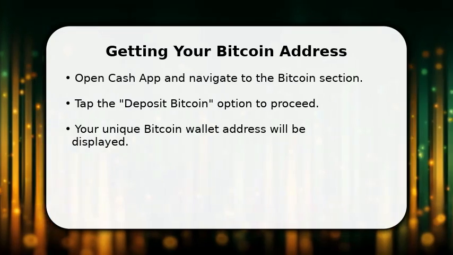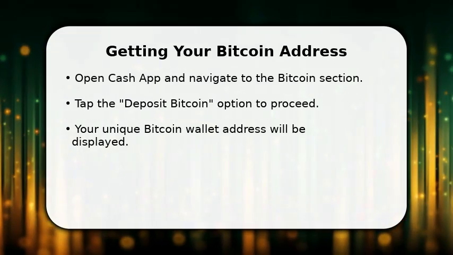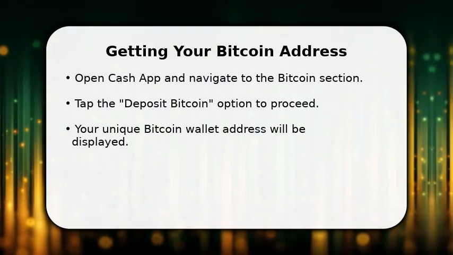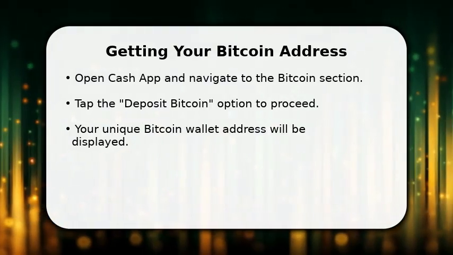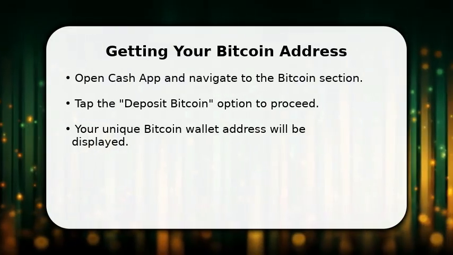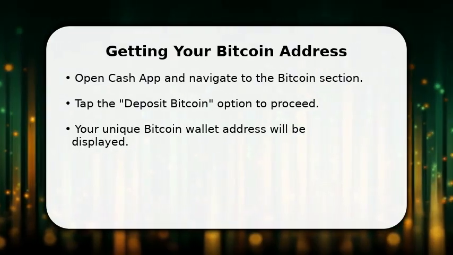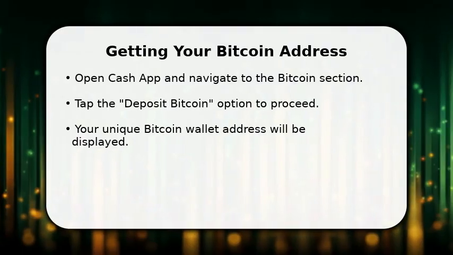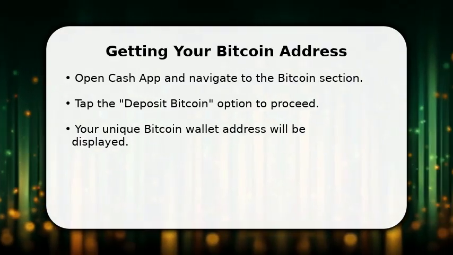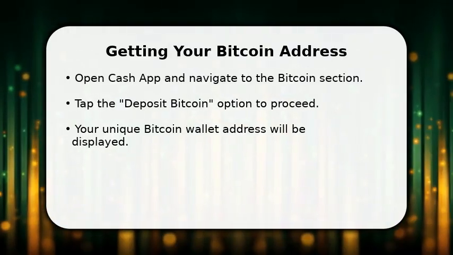Enjoy the video. In this video, I will explain how to get your Bitcoin wallet address on Cash App. First, open your Cash App and tap the Bitcoin tab. Then, select the Deposit Bitcoin option. Your unique Bitcoin address will then be displayed on the screen, ready for you to use. This process is straightforward and ensures you can easily receive funds. Just follow these simple steps to locate it.